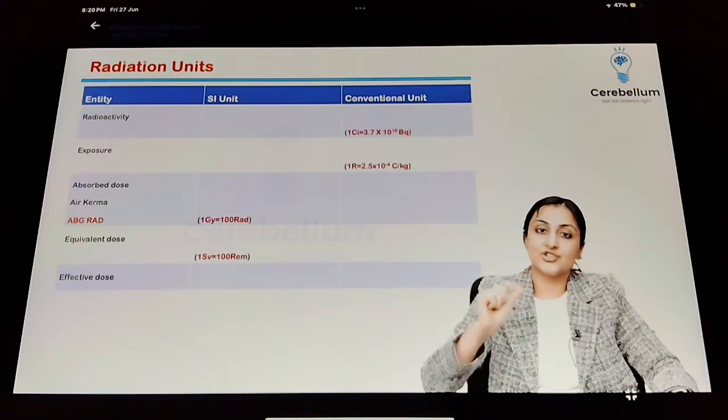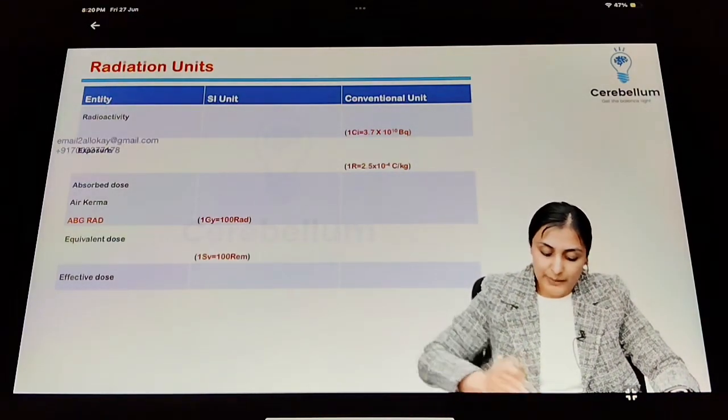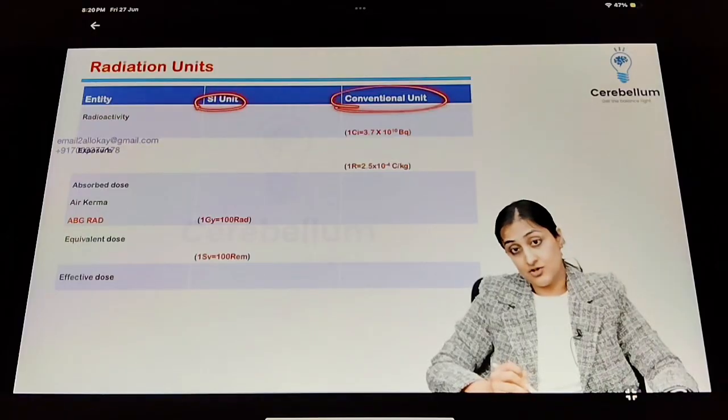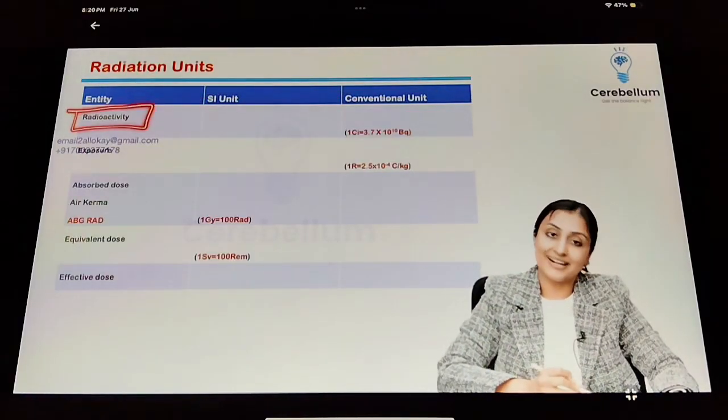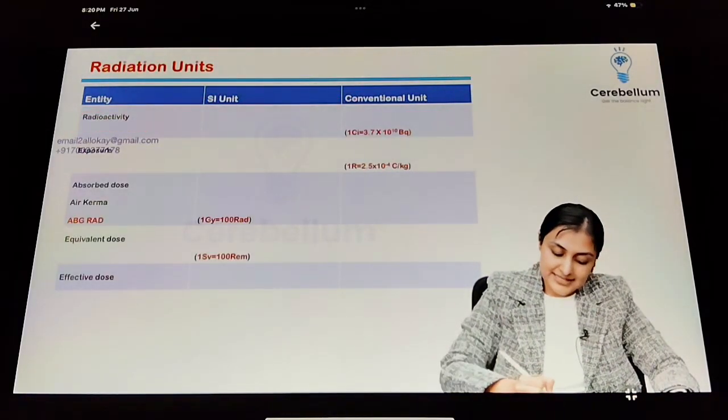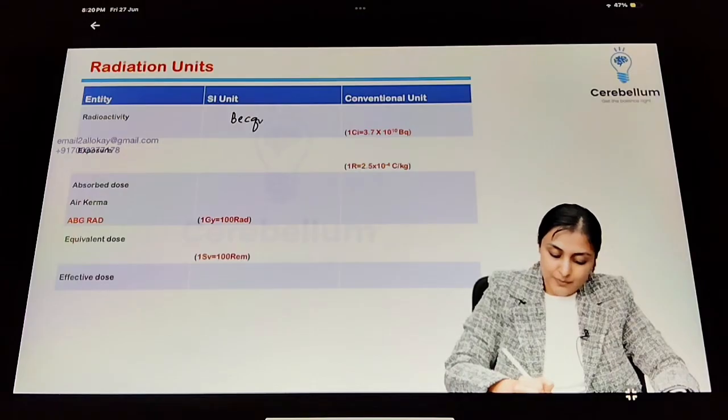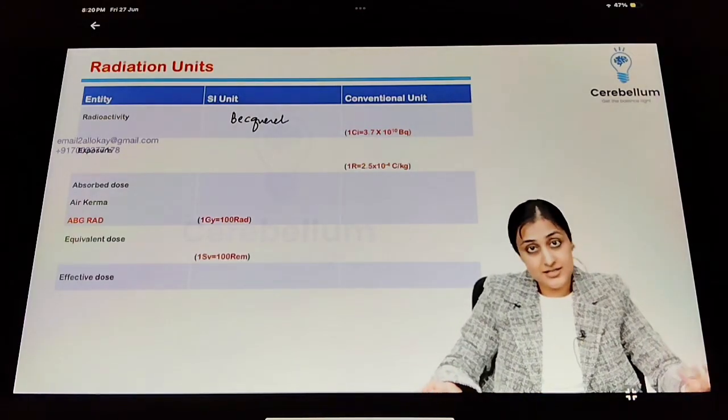Now talking about radiation units. So this is where you need to remember SI units as well as conventional units. First, let's talk about radioactivity. Radioactivity, the SI unit here is Becquerel. So Becquerel, the father of radioactivity, is SI unit.